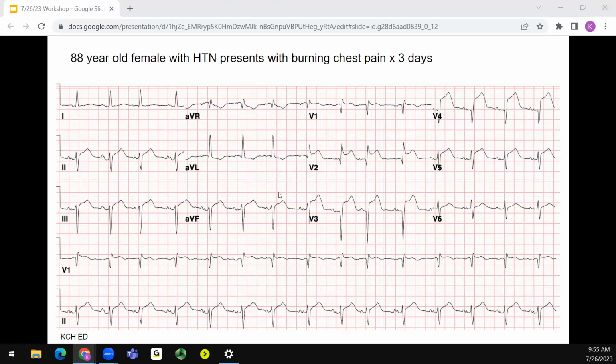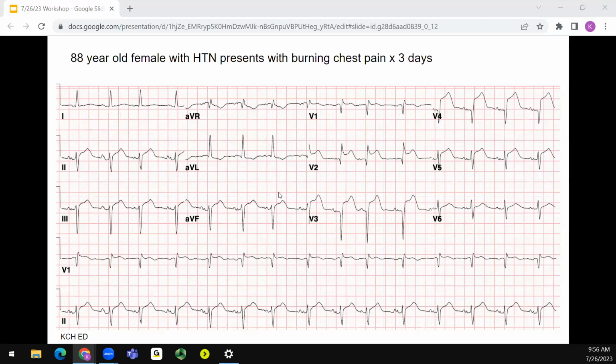So this is a patient I had, an 88-year-old female with hypertension, who presents with burning chest pain for 3 days. What's going on here? Send the patient out to the waiting room. What's the most obvious stuff? What's the eye-popping thing here? ST elevations. Which leads? Yeah, V2, V3, V4, V5.